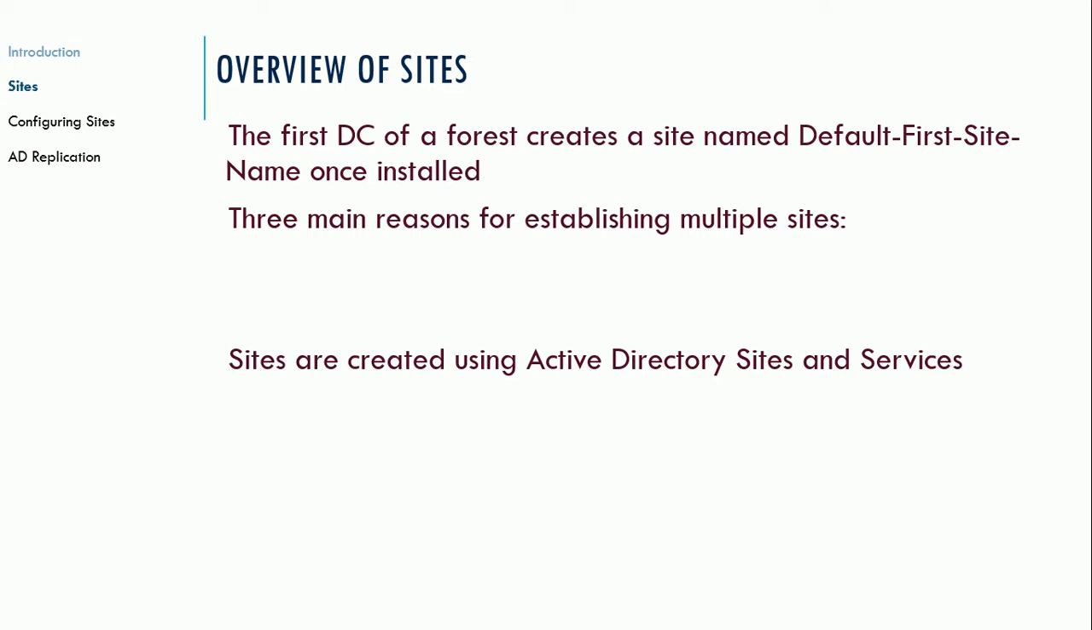So there are three main reasons that we establish multiple sites. One is authentication efficiency, which I just discussed. It'll be a lot more efficient for authentication if each location has a domain controller in close proximity. Second is replication efficiency, because not only do we have to reach out to a domain controller to do authentication, but domain controllers also have to replicate between one another. And having sites and defining sites can make replication a lot more efficient.